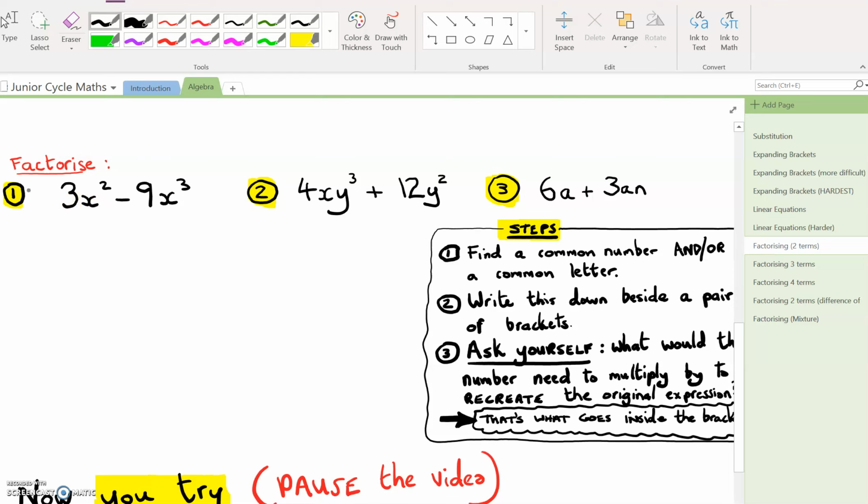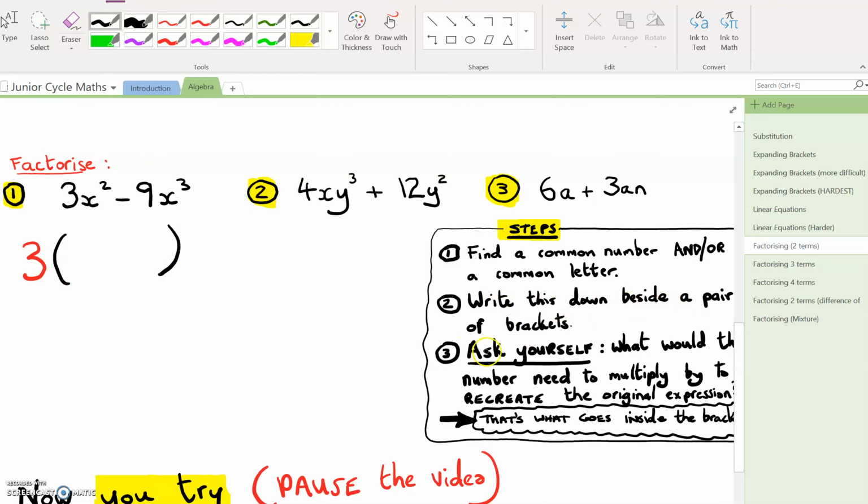Right, find a common number. What number will go into 3 and into 9? Yeah, it's 3. Write this number down beside a pair of brackets. Okay, but put in my brackets.